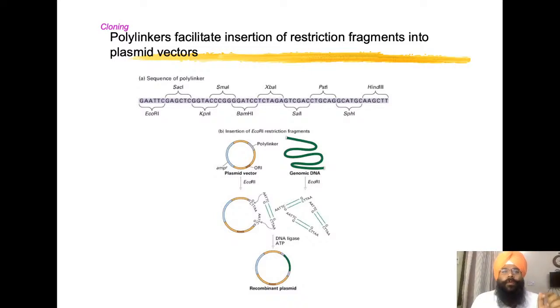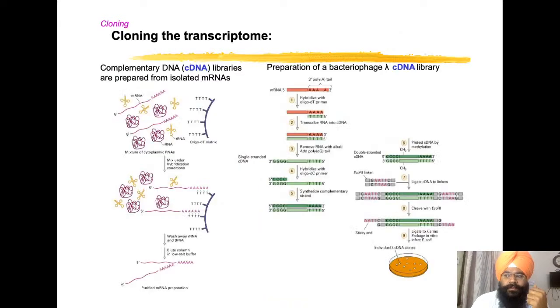You can also use polylinkers, which facilitate the insertion of fragments in the plasmid vector. So you have a sequence of polylinkers. You can have your E. coli restriction fragments and genomic DNA, and then you restrict them, and with the help of DNA ligase and ATP you join them. So you have a recombinant plasmid with a sequence of polylinkers attached to it.